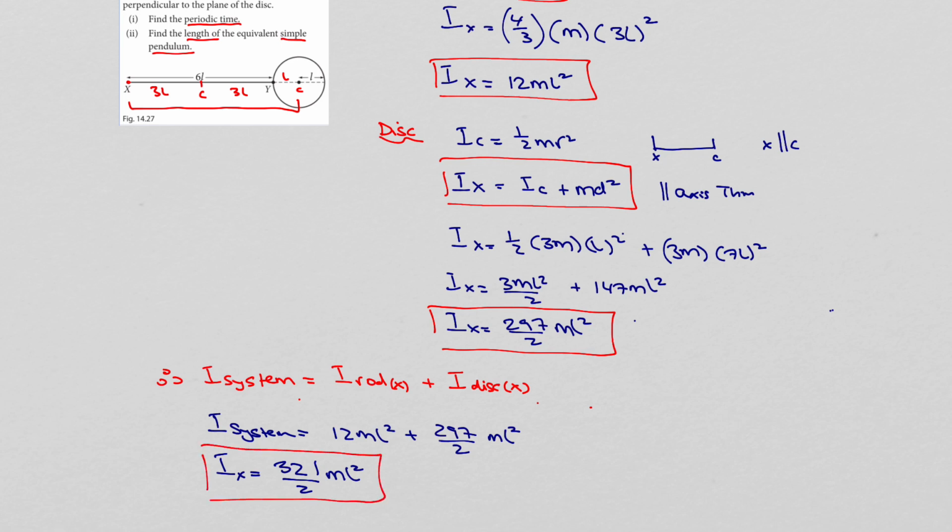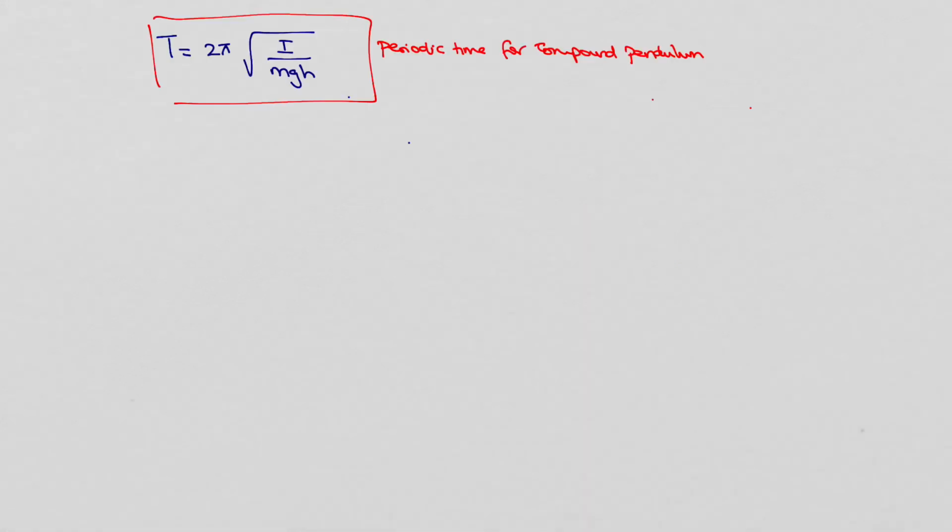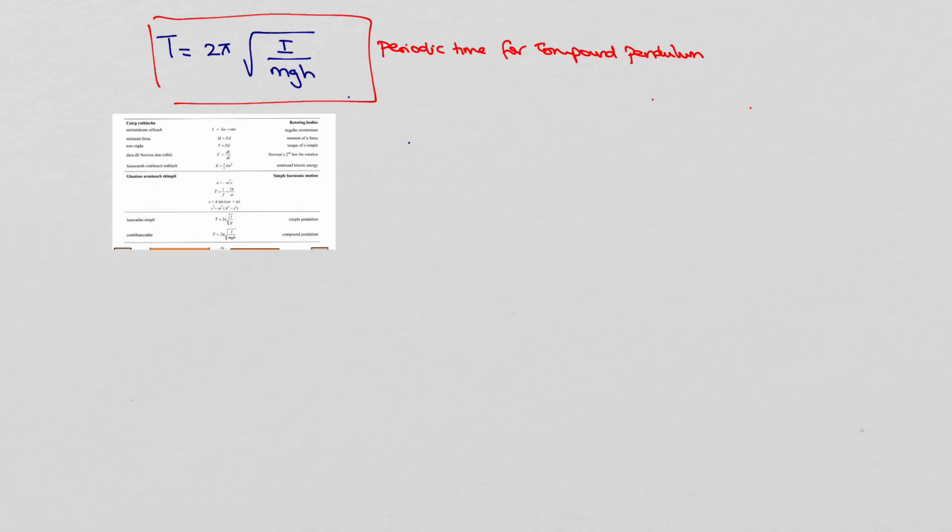Okay, so now we have the moment of inertia of the system. We're ready to look at how we are going to find our periodic time. So of course the periodic time for our compound pendulum is given by T is equal to 2 pi times the square root of I over mgh. And this can be found on page 54 in our table.